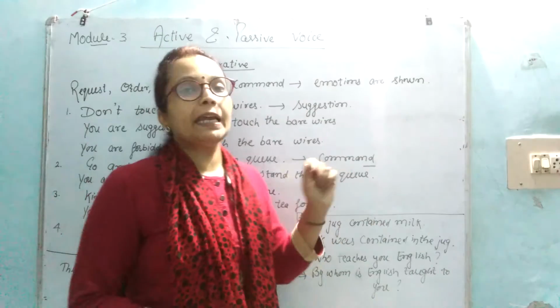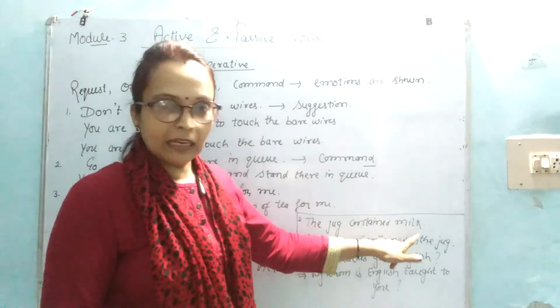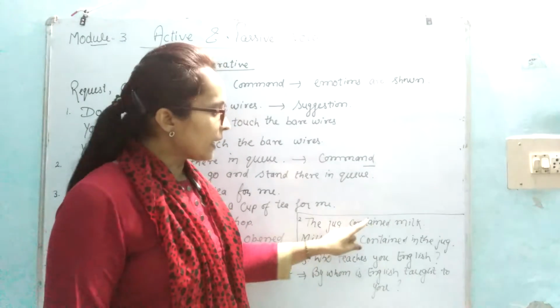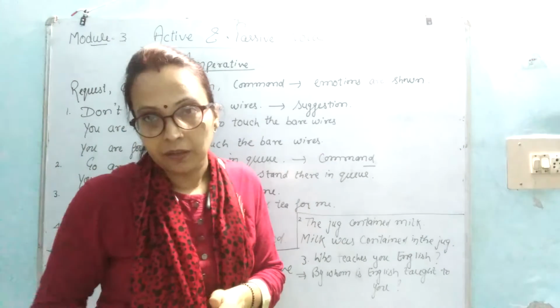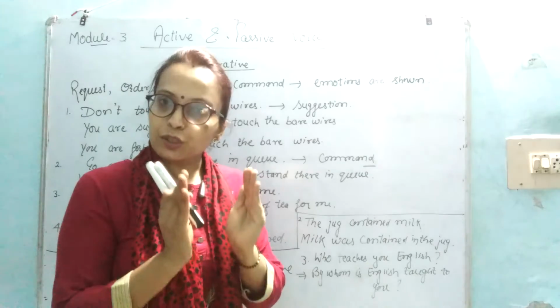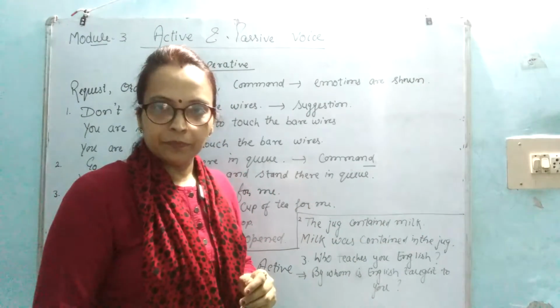Now see the next one. The jug contained milk. This type of sentence is there. So we will start with milk. Milk was contained, the second form, so it will be was. Now we will not write "contained by the jug." We will write, because with contained we always use a fixed preposition, that is in: Milk was contained in the jug. Right.